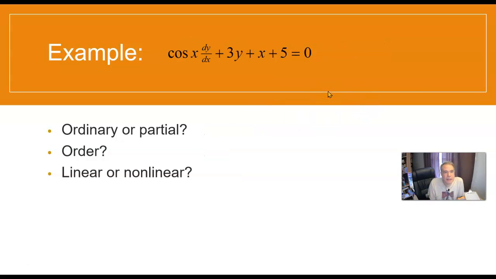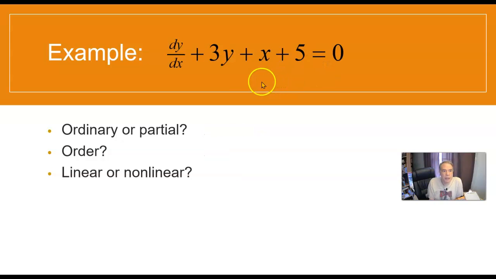How about this? Cosine x dy dx plus 3y plus x plus 5 equals 0. Ordinary or partial? Ordinary. Order? First. Hopefully that's obvious. We just have a first derivative. And linear or nonlinear? Linear. We got a dy dx term, we got a y term, and the rest of it is constant as far as y is concerned. It just involves x. How about this one? dy dx plus 3y plus x plus 5 equals 0. Still ordinary, still first order, still linear.